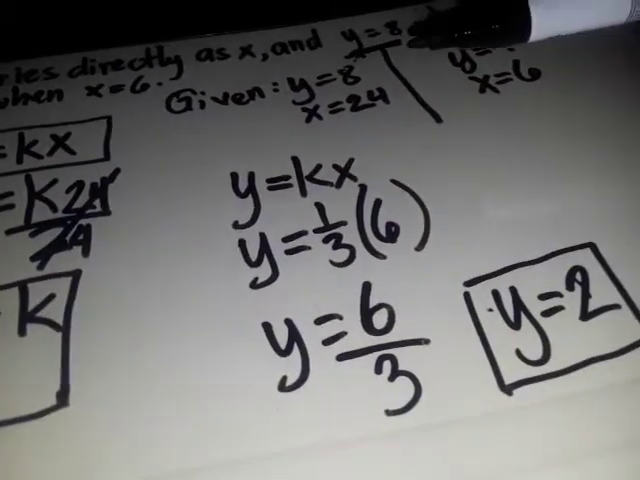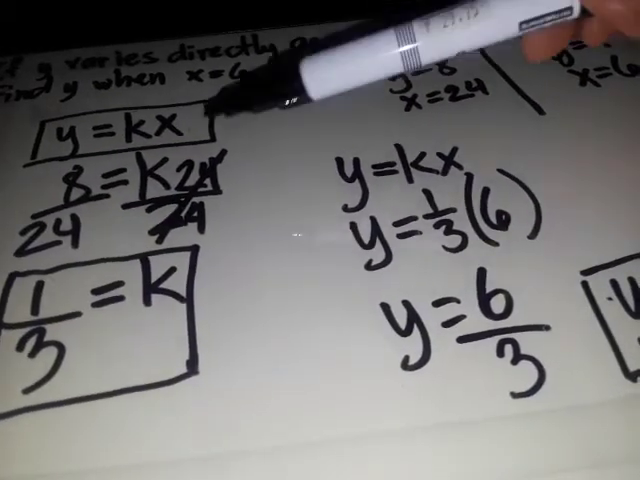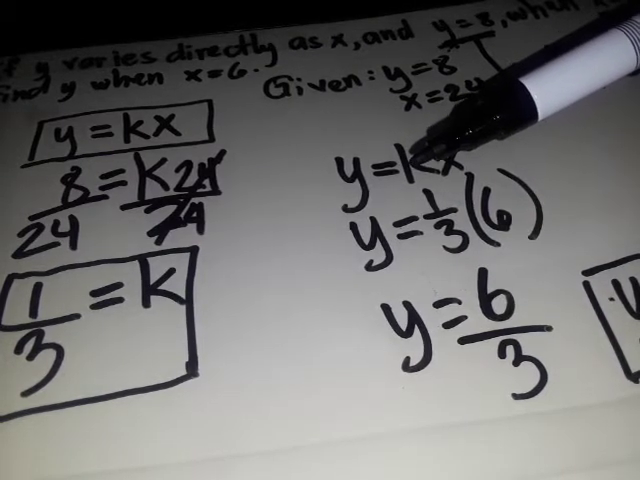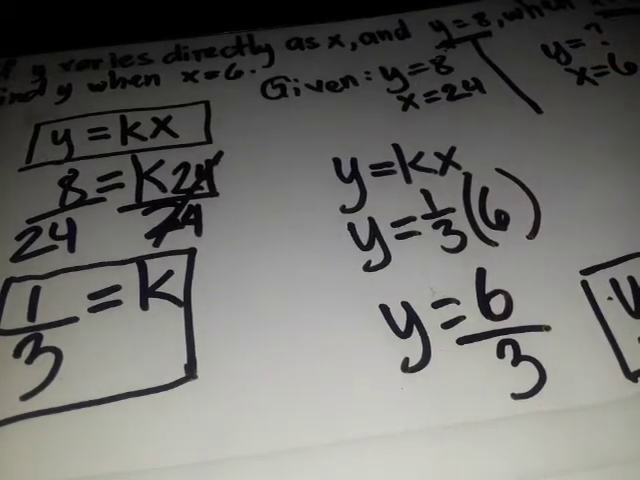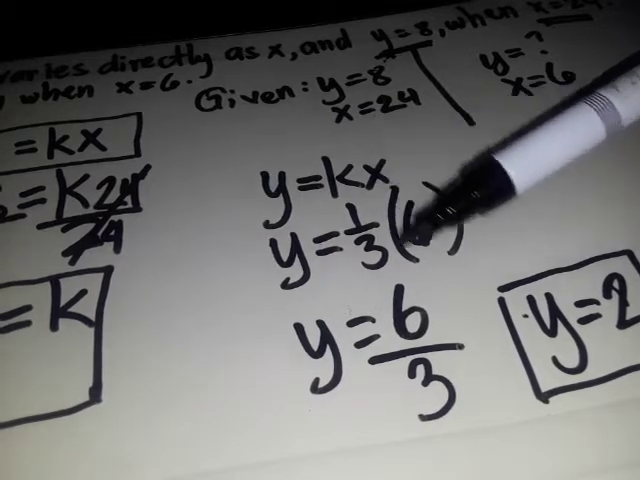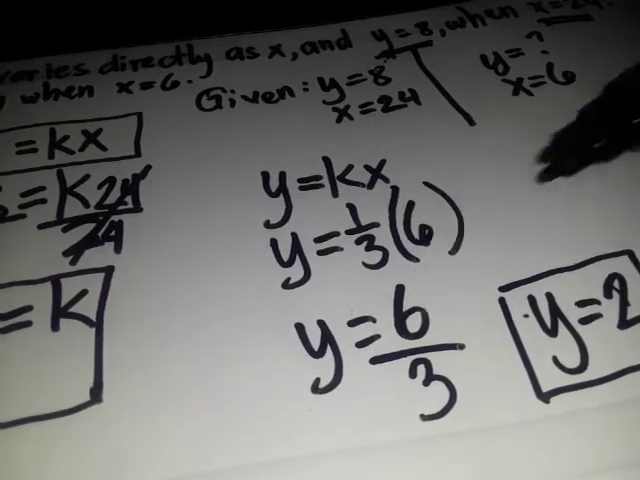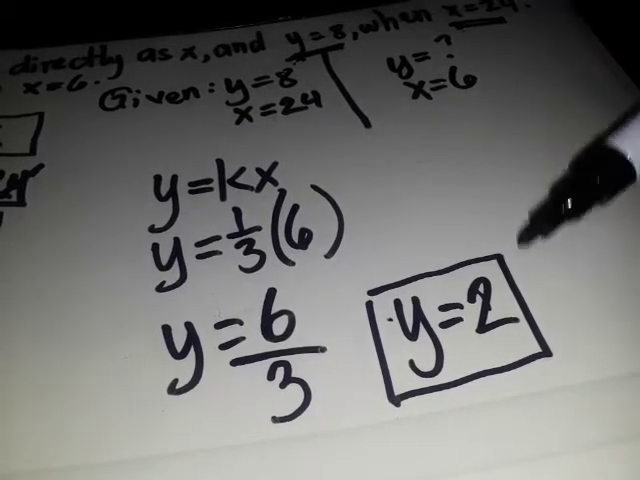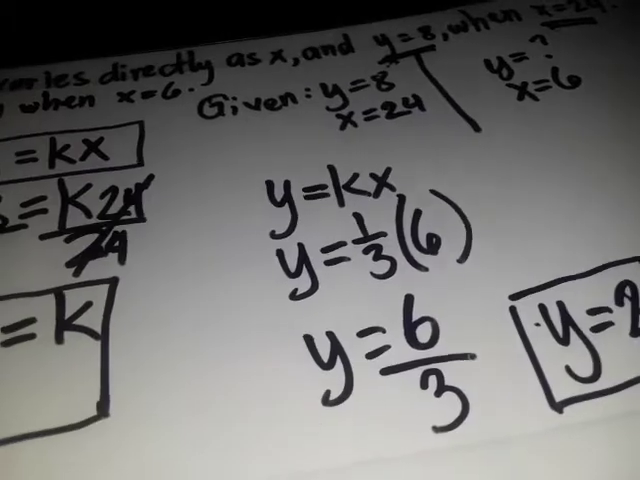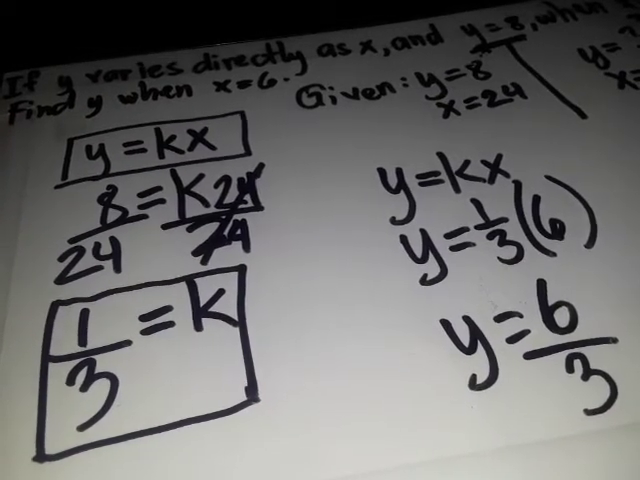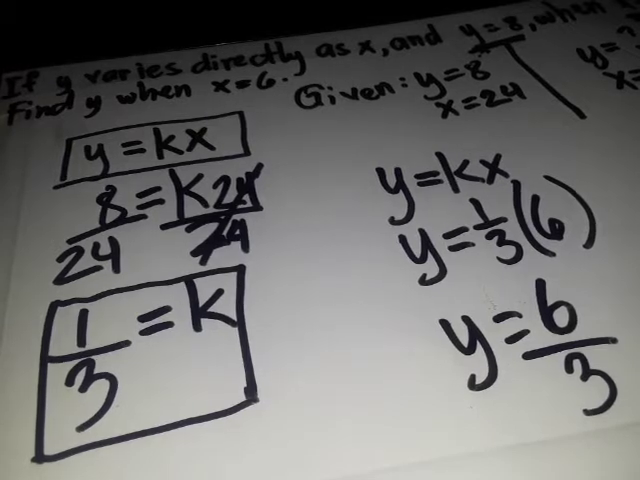Pag nakuha mo na si k, gagamitin mo ulit yung equation. So, yung equation ngayon, isa-substitute mo na yung nakuha mong k at saka yung pangalawang given na. So, i-substitute mo siya and then perform the operation. Pag na-perform mo yung operation na, makukuha mo na yung value ng hinahanap mo. Okay? So, that's for example number 1. So, bibigyan ko pa kayo ng dalawa pang example.